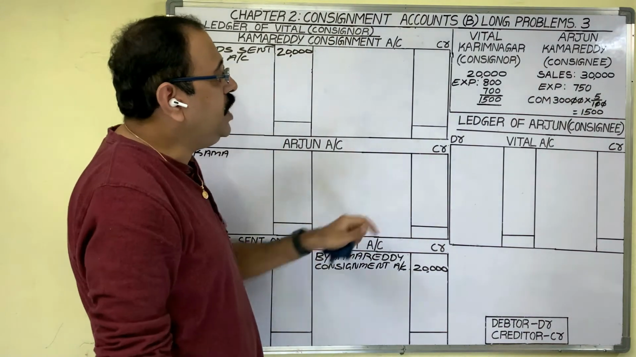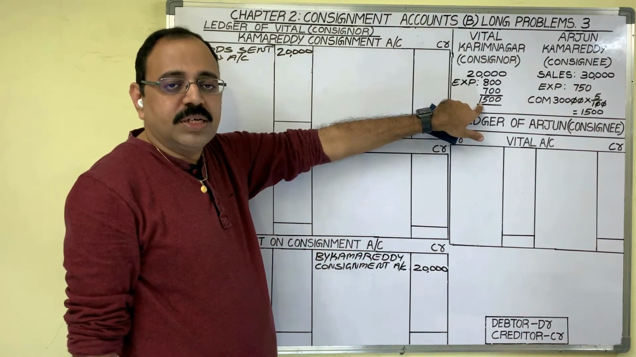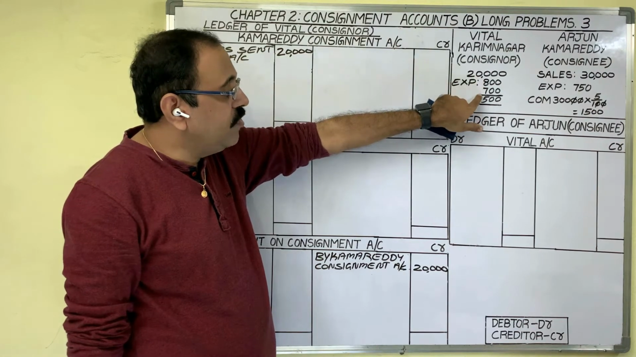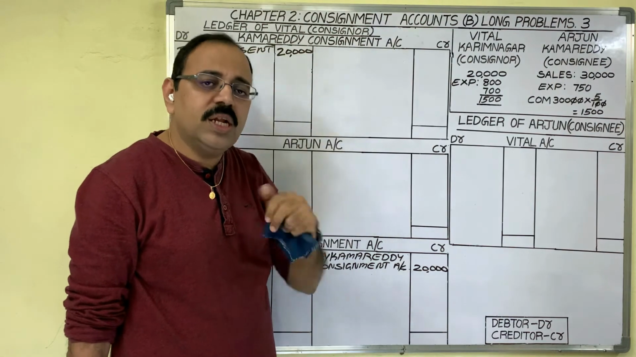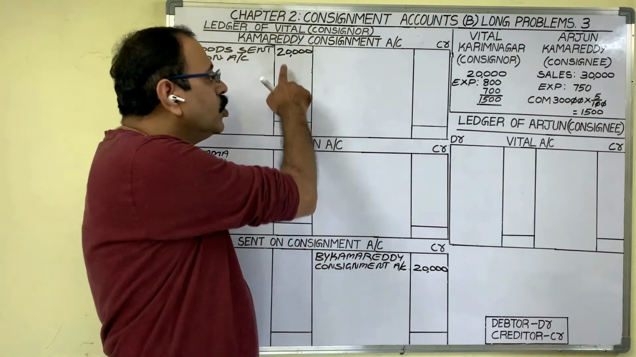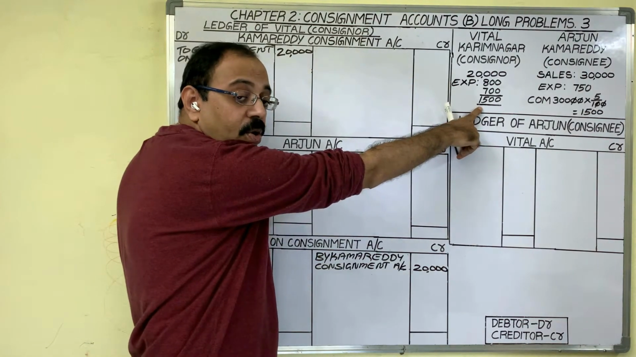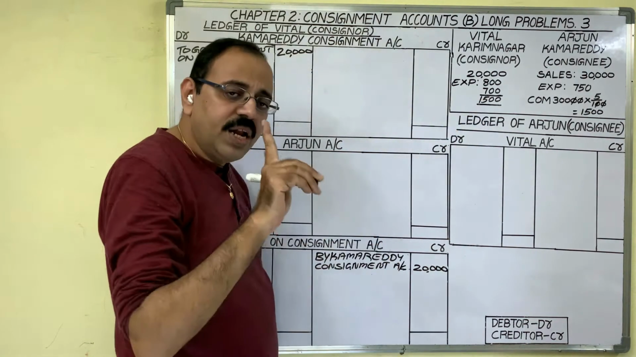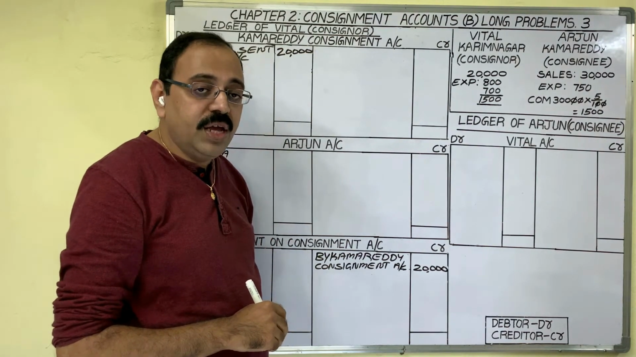Next transaction is Vittal incurred 1500 expenditure. Here two expenses are given, 800 and 700. You need not write two journal entries. You need not post two times. Total expenditure is 1500 now. For 1500, one entry is enough. One posting is enough. What is the entry?